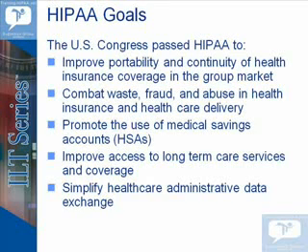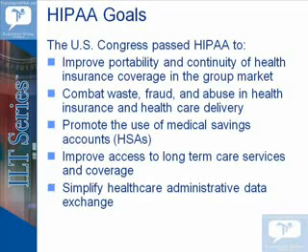Another reason that HIPAA was passed was to improve access to long-term care services and coverage. It was to open up that care and service so that more individuals could take advantage when they needed to, either as a result of a disability or services to the elderly.